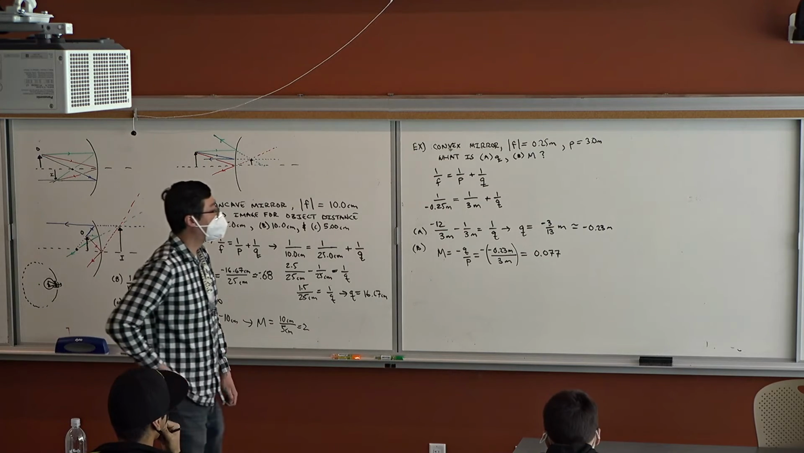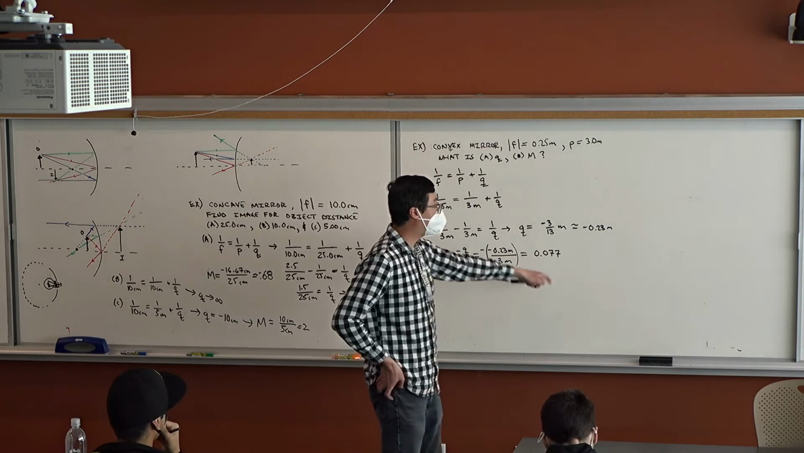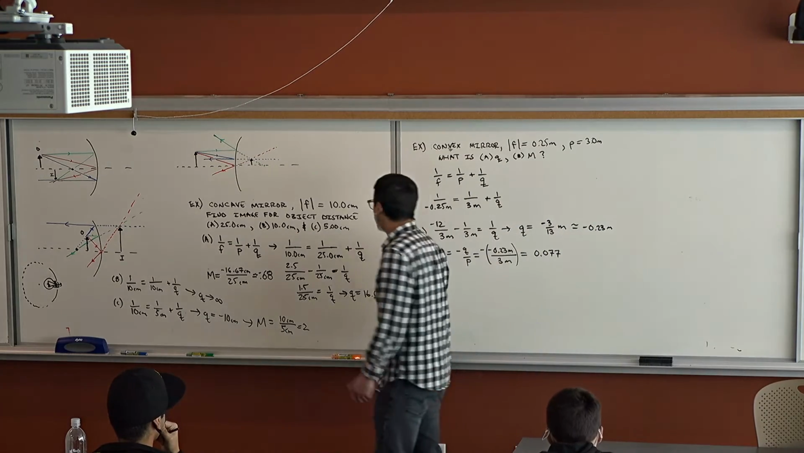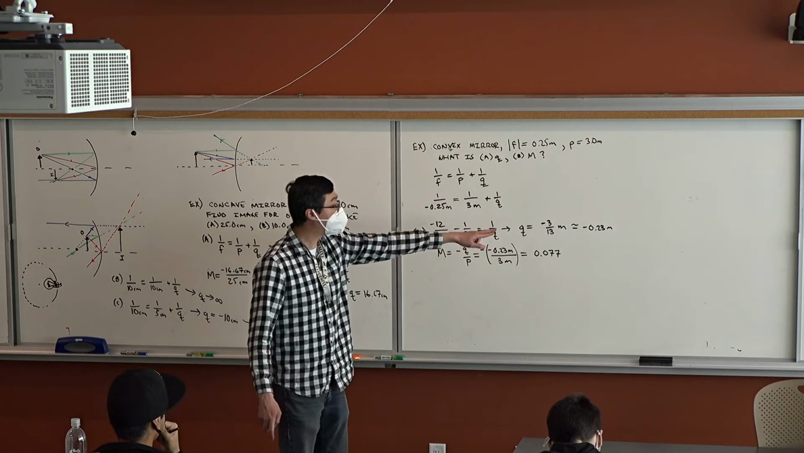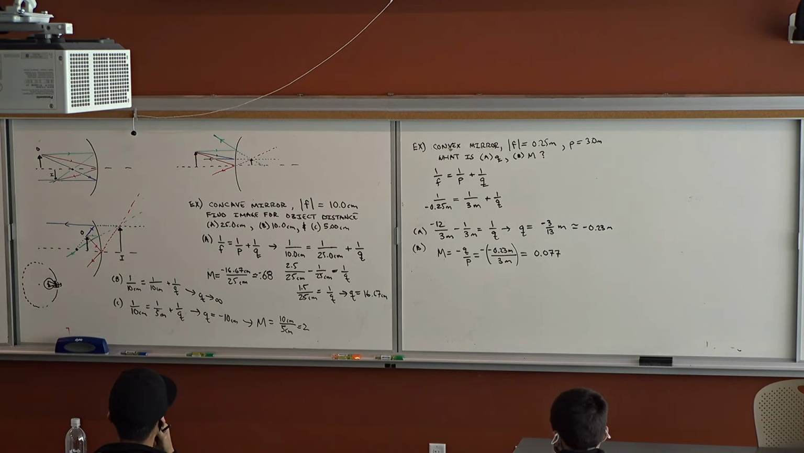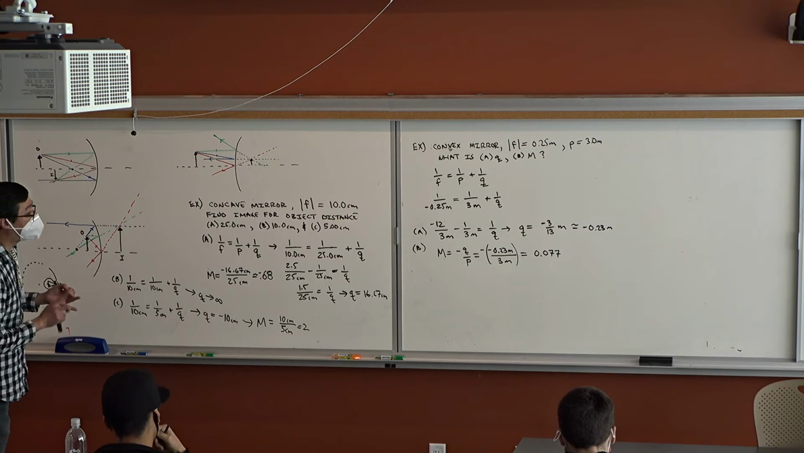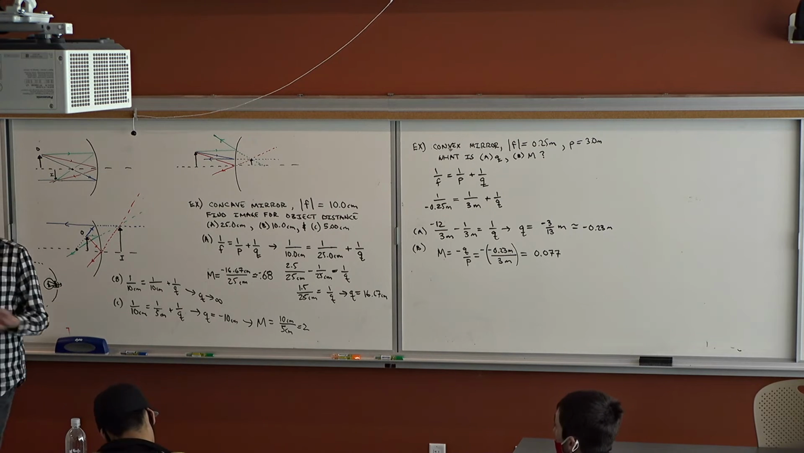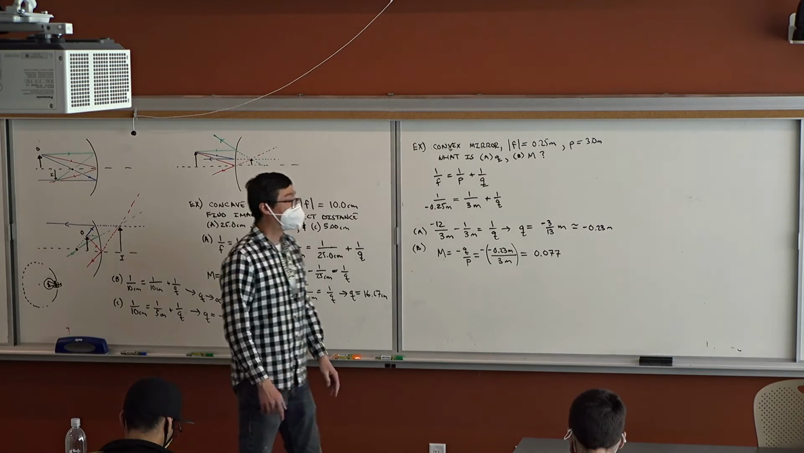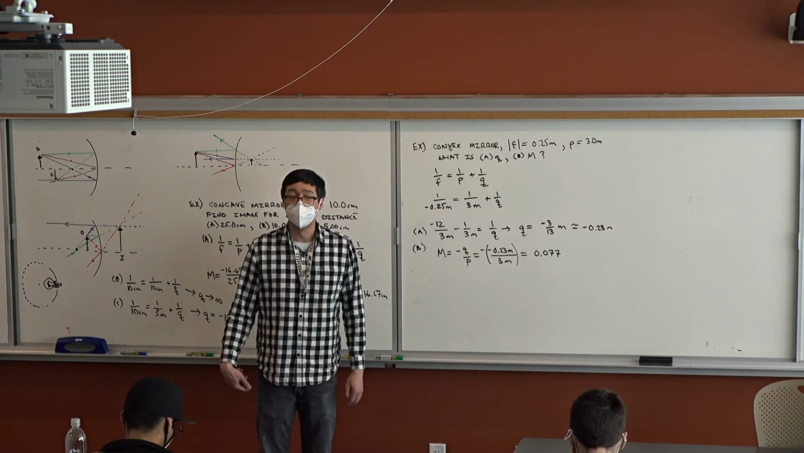So what does this tell us? The fact that the magnification is positive? It is in fact upright. The fact that q is negative, what does that tell us? Virtual image. So upright, virtual, and M isn't 1, so it's magnified.